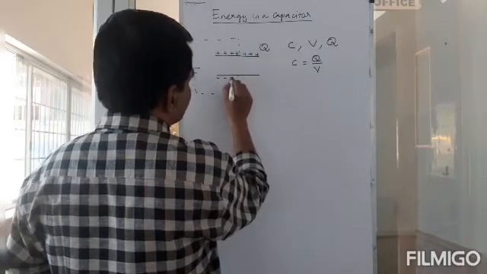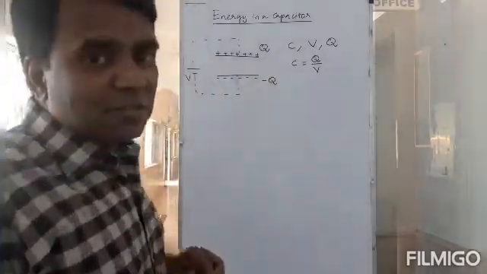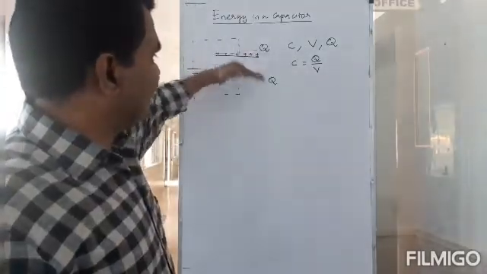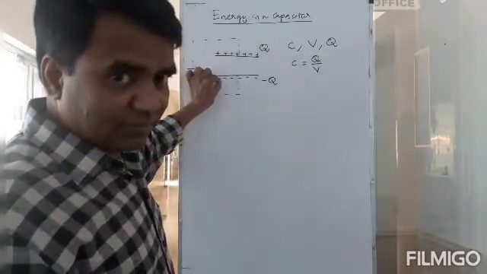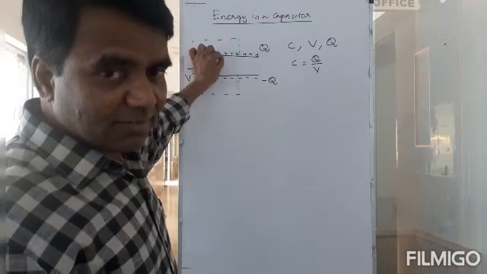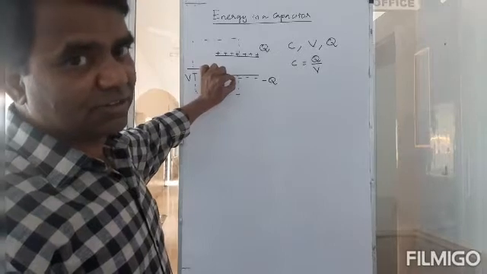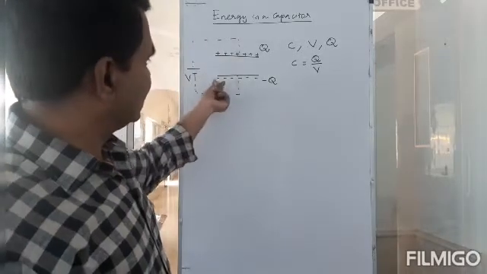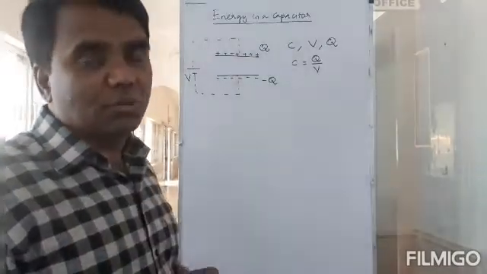Plus Q, and then you have minus Q here. Okay. So it is like this. Initially, the two plates were neutral. So you take a positive charge here and take it there. Then this will become negative and that will become positive. Again, you take another positive charge from here and place it there. Again, this will become more negative and that more positive. So in that process, you will be doing work.